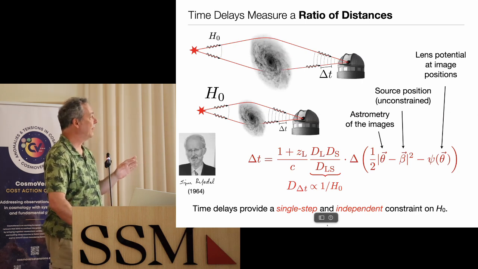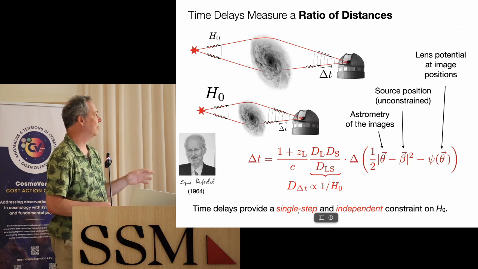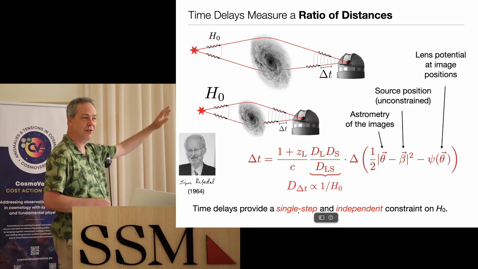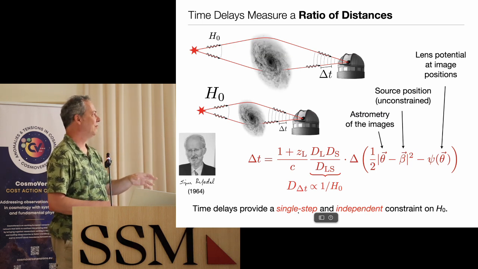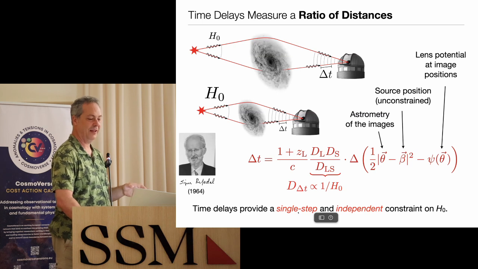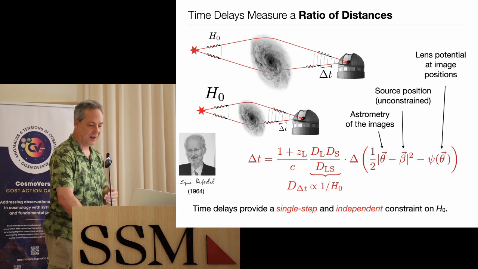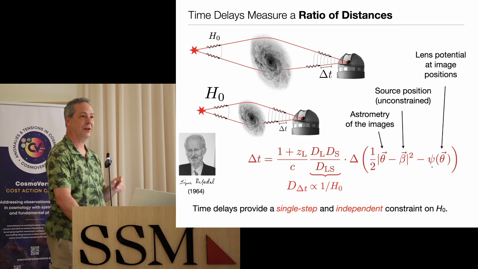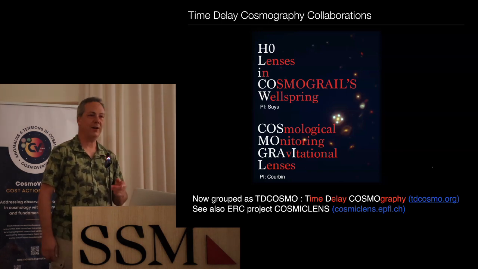So the good thing is that this is a single-step method, so no calibration, no anchor, no nothing, nothing on the CMB, on supernovae, whatever. It's independent of any other method. We never use CMB to constrain our lens models. We never use any supernova to constrain the H0 results. You can still combine if you want, but you don't have to. So it's completely independent, single step, but it has this psi, and in fact, the whole game now is about measuring this psi.